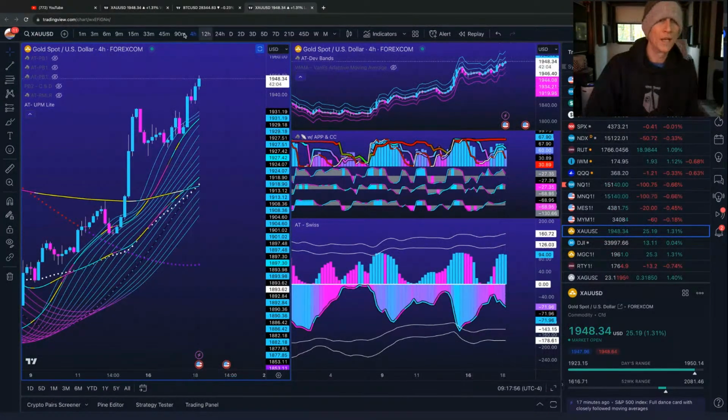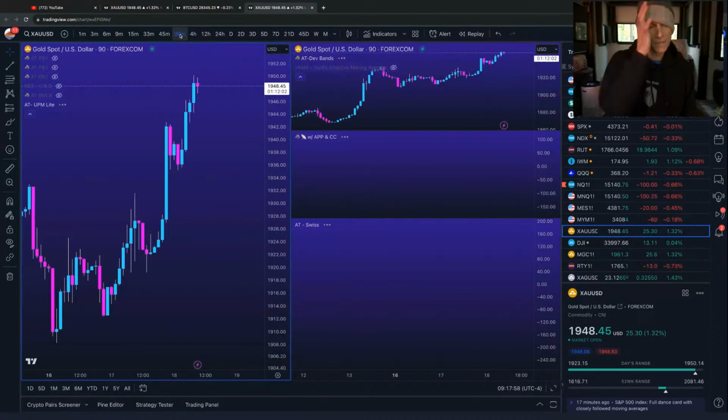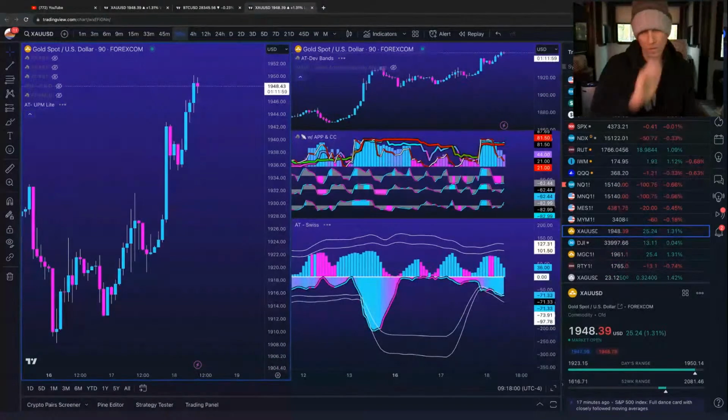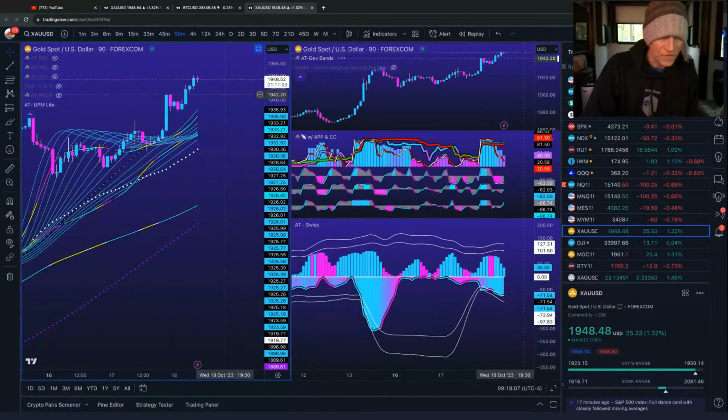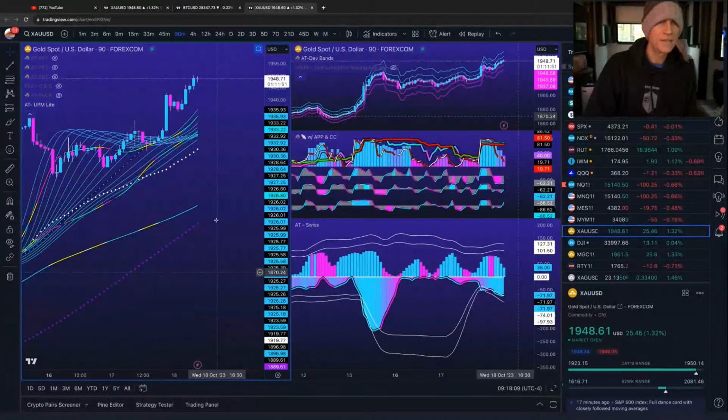Yeah, we could see a pullback in gold. Right now, though, pretty bullish, man. Pretty freaking bullish. Let's see, wave trend. Kind of blow that back up. There it is, 1919.